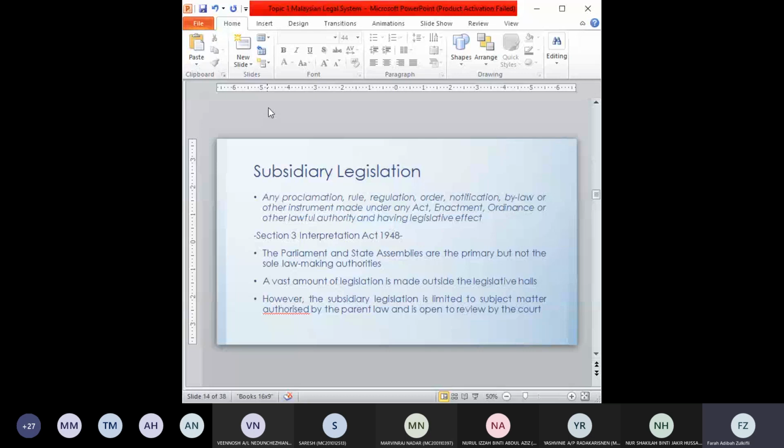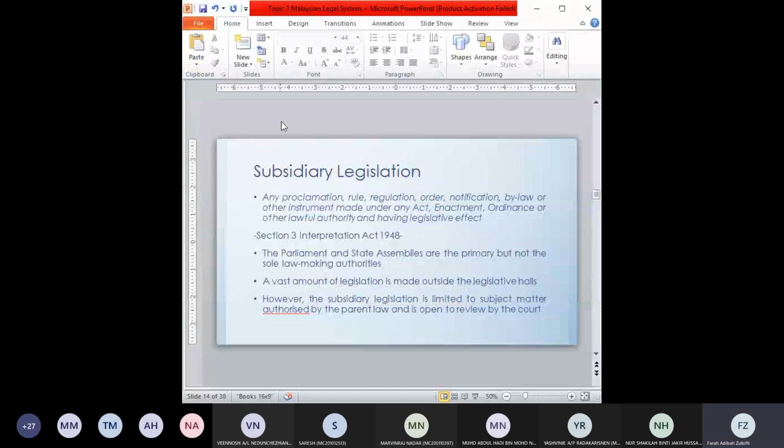Especially on the details, the small ones. I wanted to say that the subsidiary legislation is done by the members of a ministry and in the cabinet.